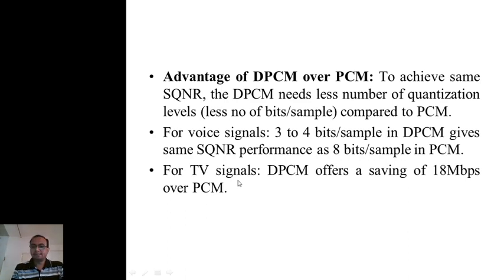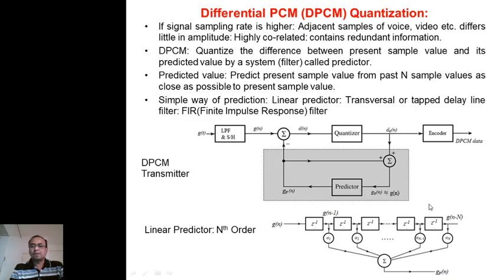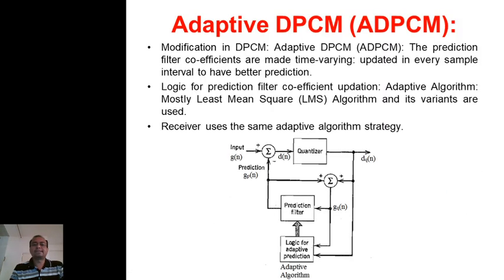Now this DPCM has one very important thing, which is the predictor. All the bandwidth compression and its performance depends on this predictor, how correct this predictor is. If the predictor is not correct, the performance is not good, right? So there is one solution. The solution is adaptive DPCM, or adaptive differential pulse code modulation. So in this scheme, the prediction coefficients are not fixed, but they are updated continuously by using an adaptive algorithm.